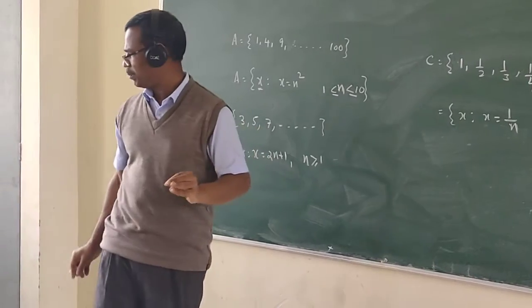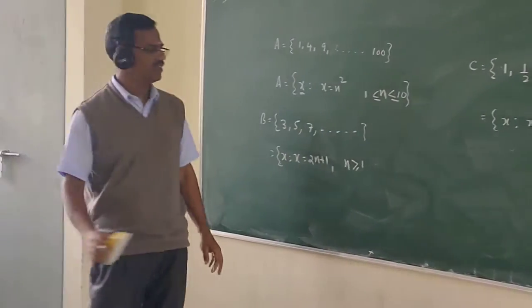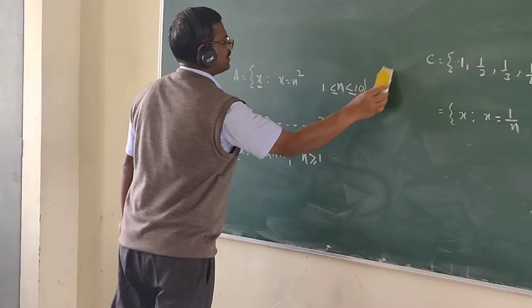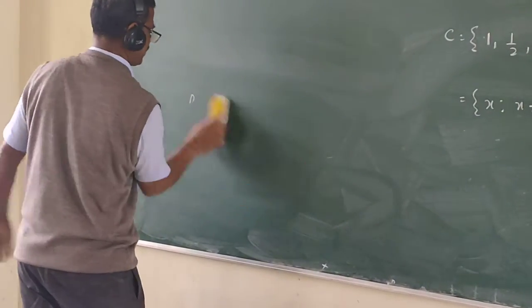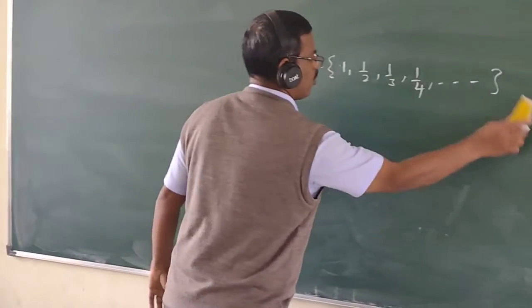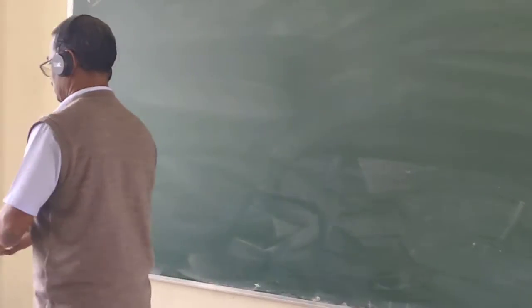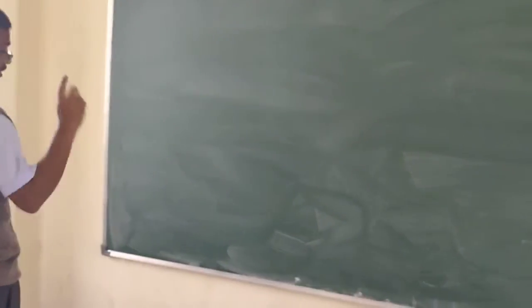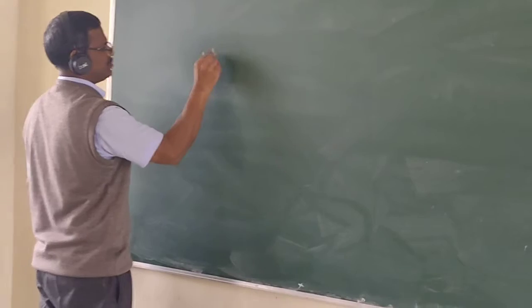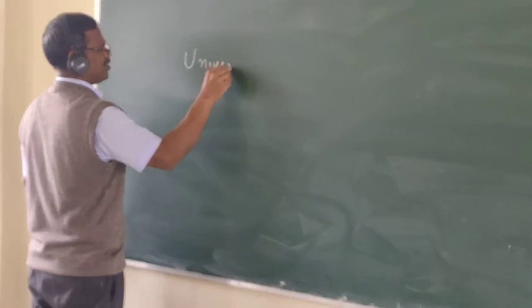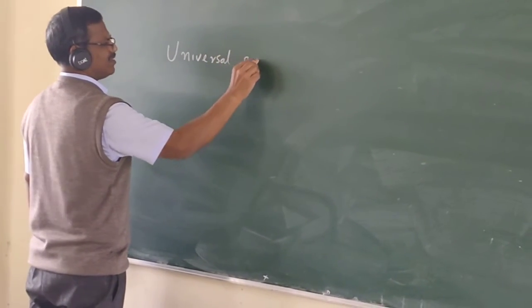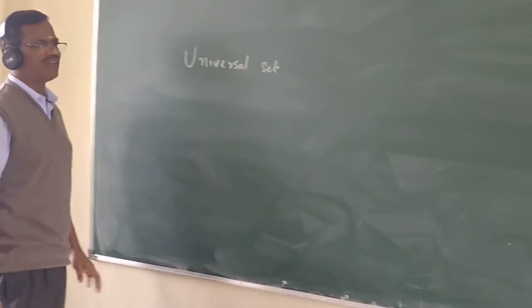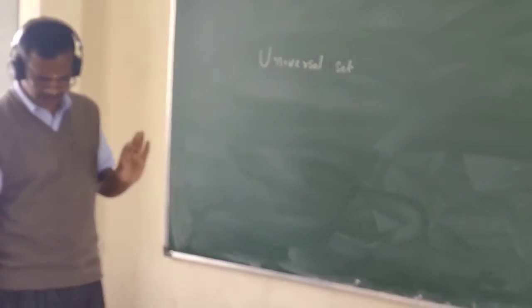That is the one topic you are finding difficulty in. And now the second portion is the universal set. Most of you have expressed difficulty in understanding the universal set.